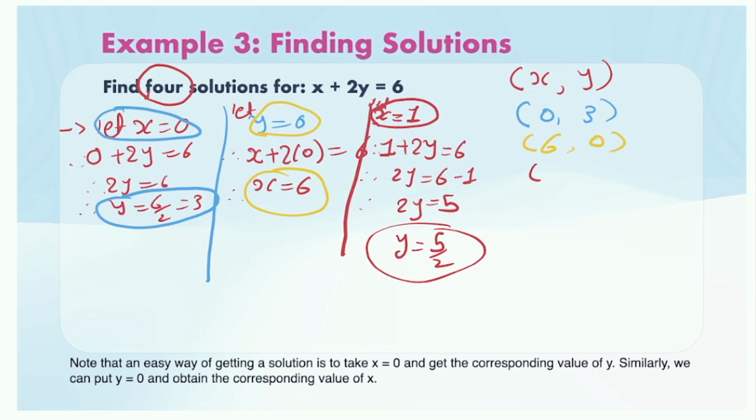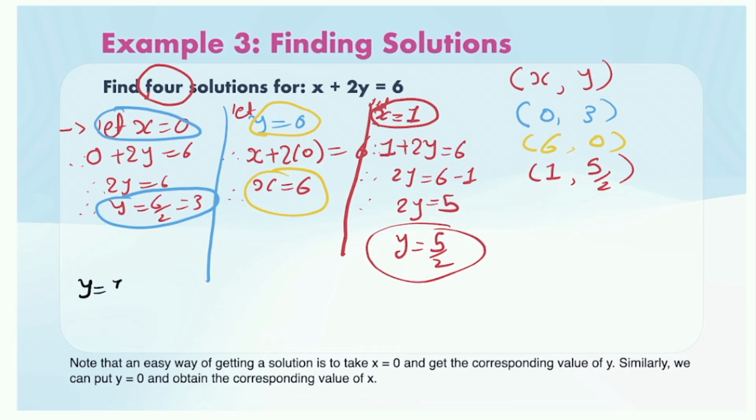So let me write it, x equal to 1 and y equal to 5 by 2. This will be your answer. Both should be real numbers, and you will find only real numbers in this type of equations, so you don't have to worry about it. Now let us find the fourth one. So let me put y equal to 1 here.